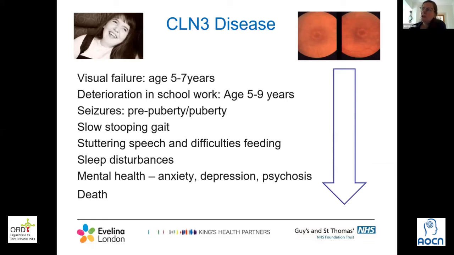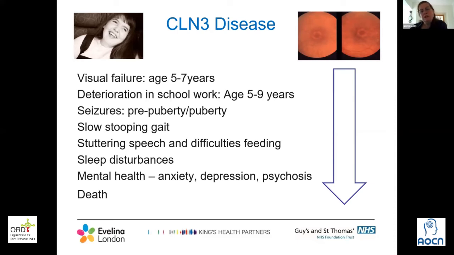These young people develop a rapid visual loss, usually around the age of 5 to 7, around the start of school. They are otherwise healthy until the onset of seizures. The average onset of seizures is age 10. Often there are some emerging learning difficulties before the onset of seizures.